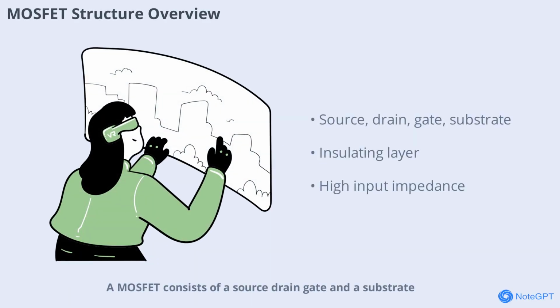A MOSFET consists of a source, drain, gate, and a substrate. The gate is separated from the channel by a thin layer of insulating material, usually silicon dioxide. This structure allows the gate to control the channel without direct electrical contact, resulting in extremely high input impedance. The substrate can be either N-type or P-type, depending on the MOSFET type. This unique construction is what sets MOSFETs apart from other transistors.